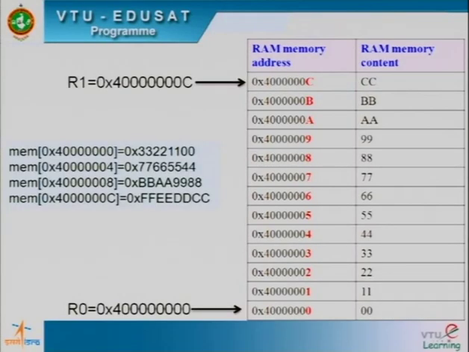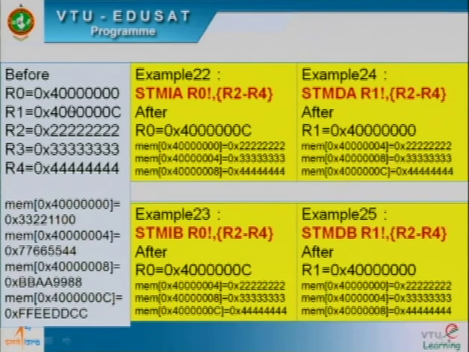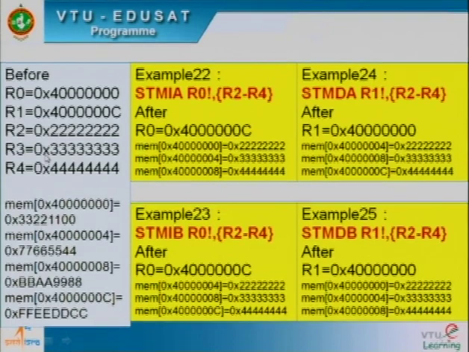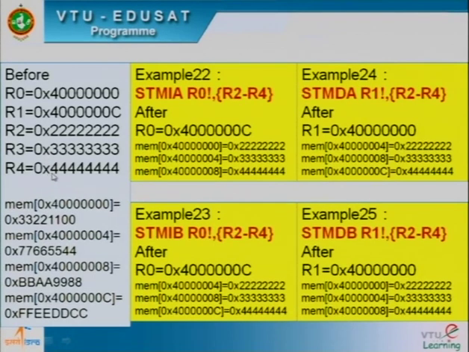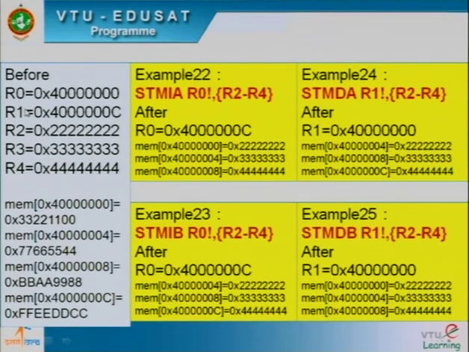Now we will look at the same examples, with the same memory structure. With this memory structure, we will look at the multiple store instructions. R0 holds 4 followed by 6 zeros and 0. R1 holds 0x4 followed by 6 zeros and C. R2 holds the value 0x22222222. R3 holds the value 0x33333333. R4 holds the value 0x44444444. This is an assumption we make about what these registers hold before the execution of these instructions. Similarly, the memory content is the same as the previous example. So let's look at example 22.